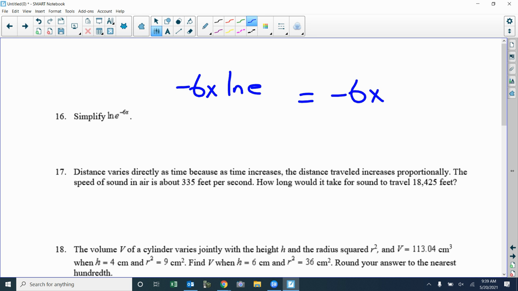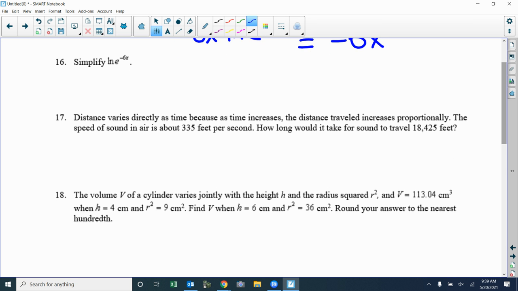Distance varies directly as time because as time increases the distance. There's a bunch of hubbub there, a bunch of words to get through, but basically this is a very, very simple problem. I'm going to take 18,425 feet, and I'm doing 335 feet per second. All I have to do is divide. And you'll get how long it would take. This one's pretty simple, isn't it? Anybody throw that in so we get an answer up there? 55 seconds.